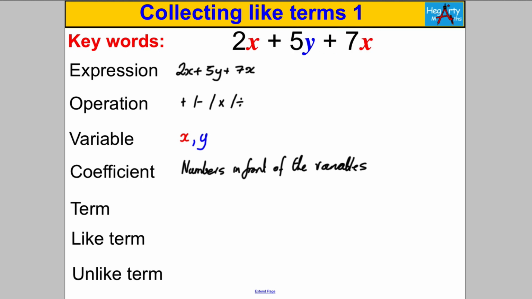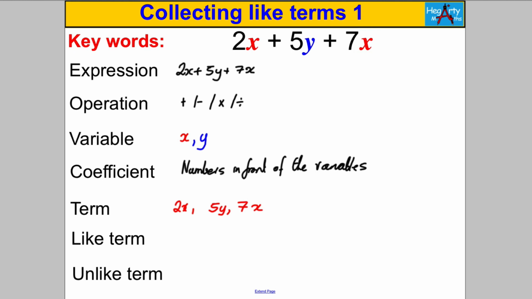Now what do you think a term is? Again, I'm going to highlight a term for you. That's a term. That's a different term. And that's a different term again. So a term is just a part of the expression. It's the things that you're adding together or multiplying or subtracting or dividing. So in this case our terms are 2x, 5y and 7x. We've got 3 terms.